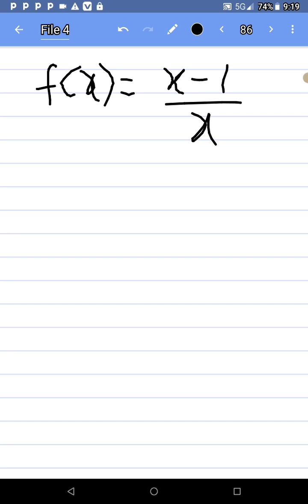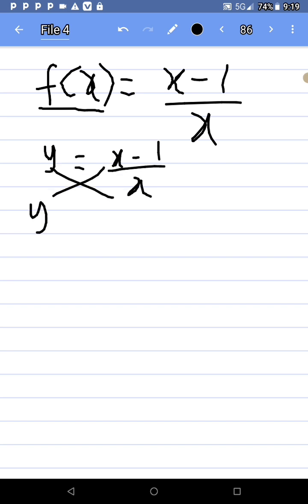To get the inverse, listen again attentively. Just say this one equal to y, then make x the subject of the formula. So y equals x minus 1 over x. Cross multiply, so that will be yx equals x minus 1. I need to make x the subject, so bring this minus 1 to this side and this one to this side. So that will be 1 equals x minus yx.